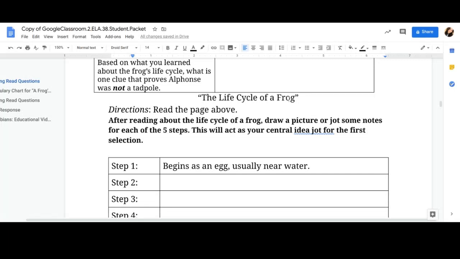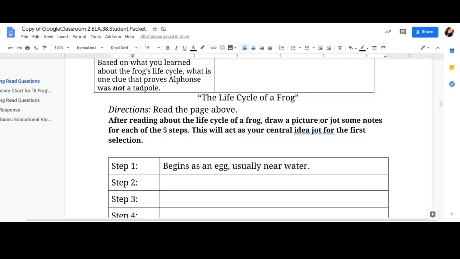The Life Cycle of a Frog. Directions: Read the page above, which you just did. After reading about the life cycle of a frog, draw a picture or jot some notes for each of the steps. This will act as your central idea jot for the first section.